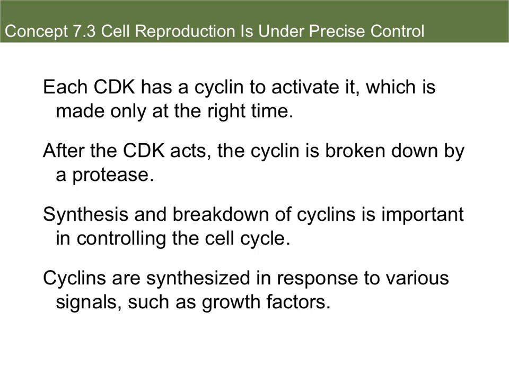As this cyclin is broken down, this is going to now deactivate the CDK because it needs the cyclin to be active. So the whole picture is that this synthesis and breakdown of cyclins is what controls the cell cycle. This is what moves things on to the next stage. These cyclins are synthesized in response to various signals such as growth factors. If the cell is not ready to divide or not ready or able to move into the next stage, then those cyclins aren't going to be produced.